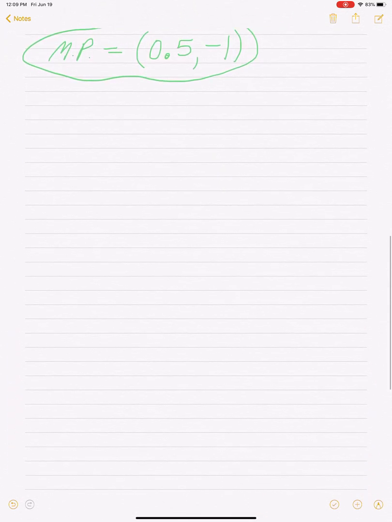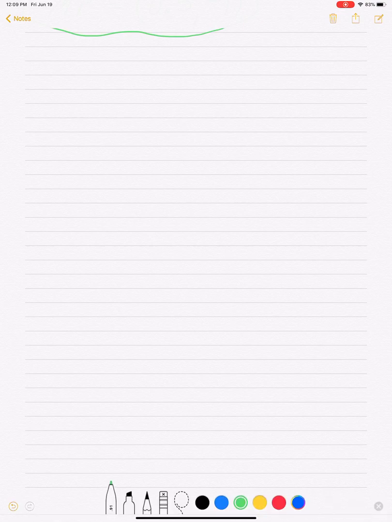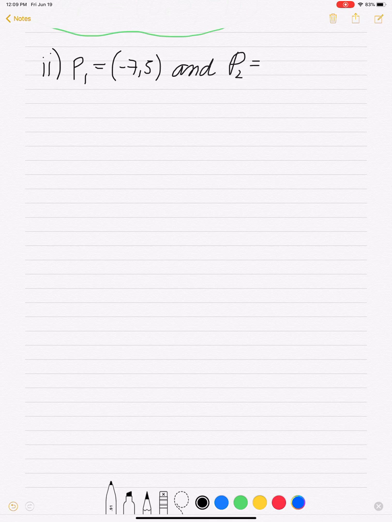All right. Number 2. What do we got for number 2? We got our first point is negative 7 comma 5. And our second point, P2, is 8 comma negative 3. And we would like to find the distance and the midpoint between those. So I'm going to call this first one x1 red, y1 blue. And the second one, x2 red, y2 blue.